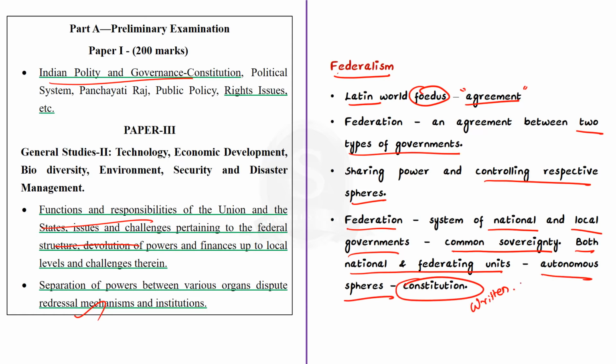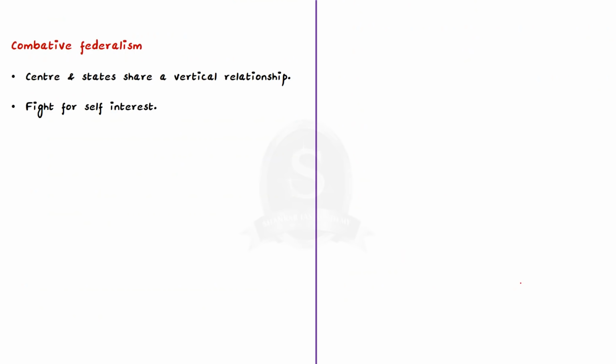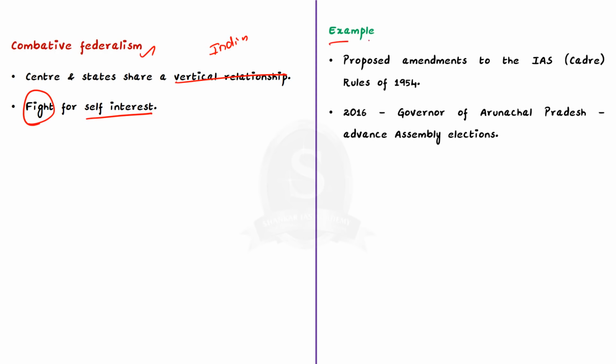When a center and the state share a vertical relationship, like in India, and when they combat with each other or fight with each other for their self-interest, it is called as combative federalism. Now, let me explain you with an example so that you can understand the nature of combative federalism in a better way. Take the proposed amendment to the Indian Administrative Service Rules 1954. It was proposed by the Department of Personnel and Training.